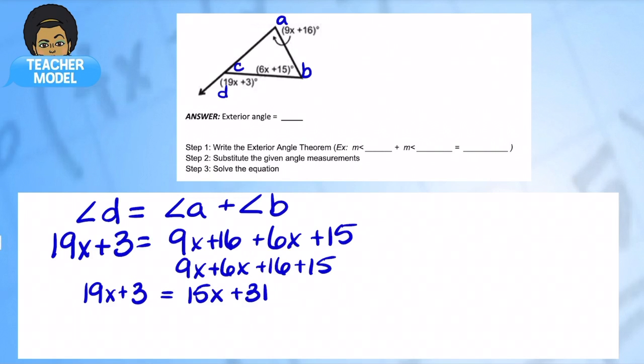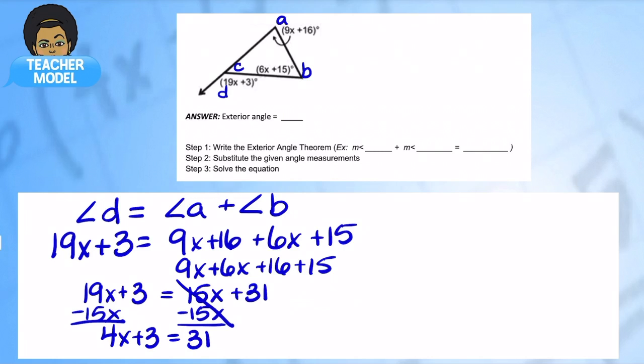From this part, if you need a little help with this, remember this is about having variables on both sides. We want to get all the variables to the same side. So make a decision, doesn't matter which one it is. I'm going to choose to put all the x's on the left side. So I'm going to subtract 15x from both sides. And that leaves me with 4x plus 3 is equal to 31.